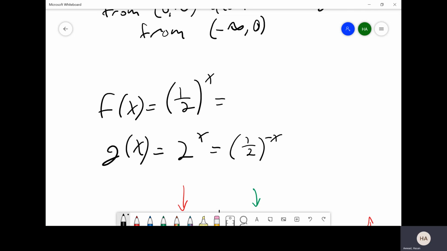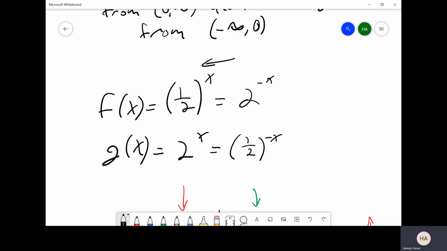We can say that this is, in reality, 2 to the negative x, right? Because what is this telling you? If we were to go backwards, what would that negative do? Well, that negative would take your 2 over 1 and make it 1 over 2, and then you would just have your positive exponent x.